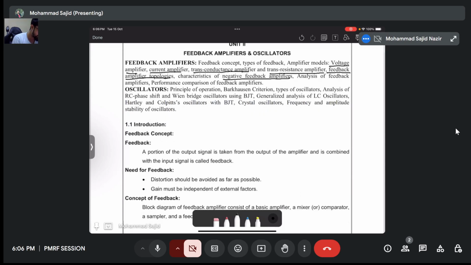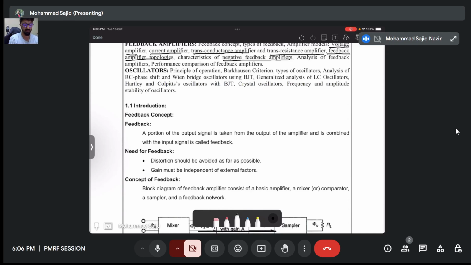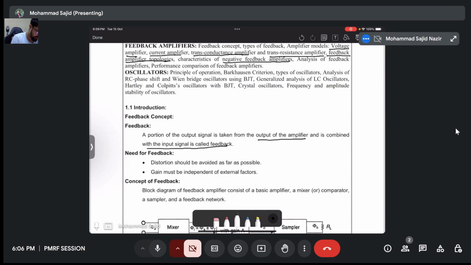So what is a feedback? Feedback is a portion of the output signal. Let's say it is a voltage, then a part of the voltage, or a part of the current, is taken from the output of the amplifier and is combined with the input signal. And when it's combined with the input signal, it's called feedback.